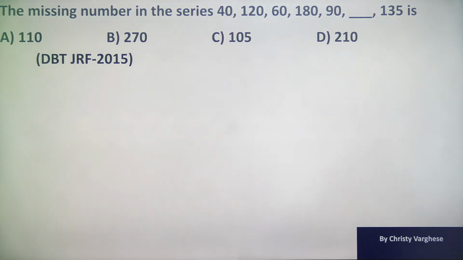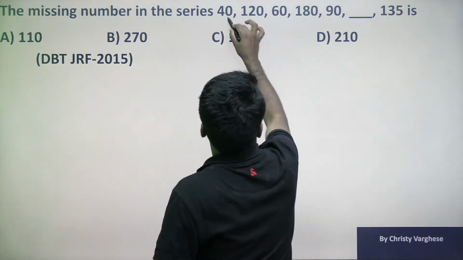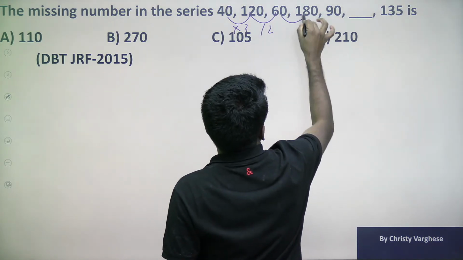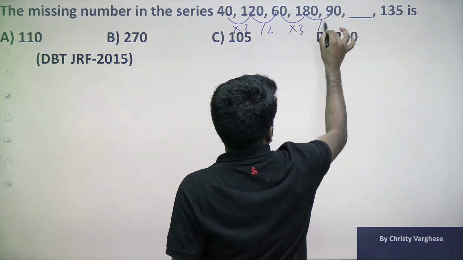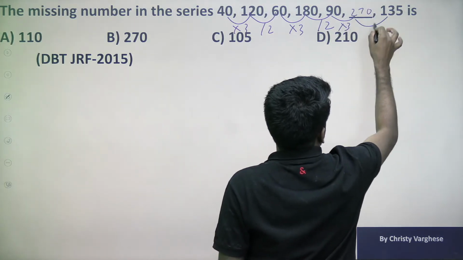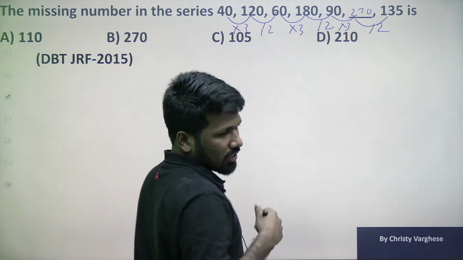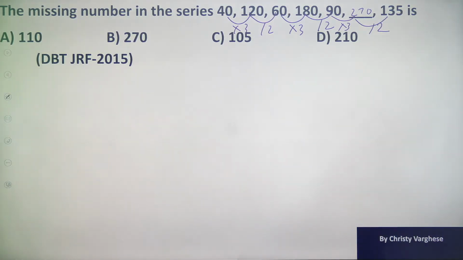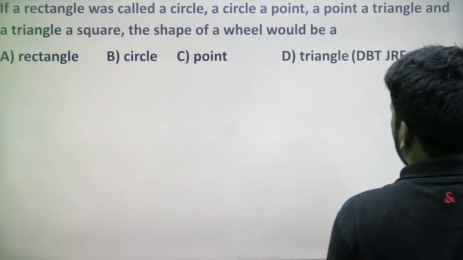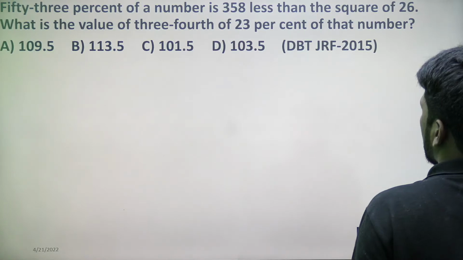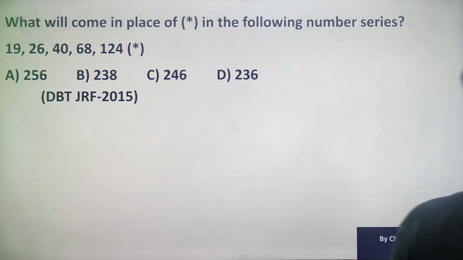Okay, so I'll start explaining due to lack of time. 40 into 3 is 120. 120 divided by 2 is 60. 60 into 3 is 180. 180 divided by 2 is 90. So 90 into 3 is 270. 270 divided by 2 is 135. Into 3 divided by 2. Into 3 divided by 2. Likewise, it's a group of patterns. Series itself, we will see two more questions. Try this question, all of you.